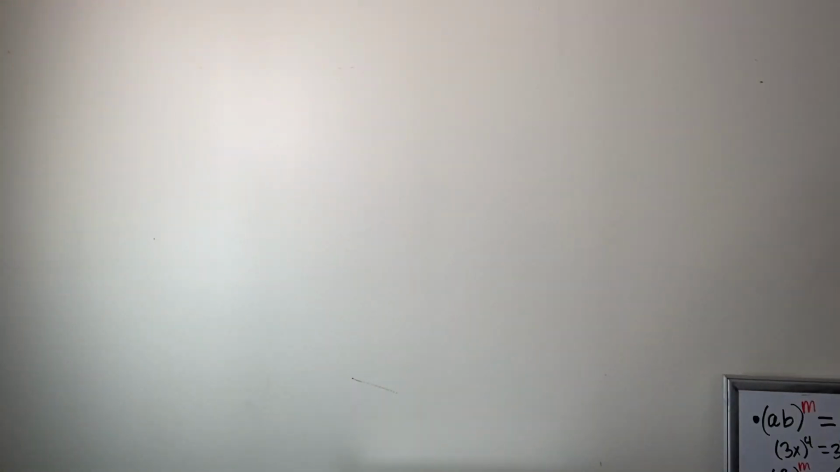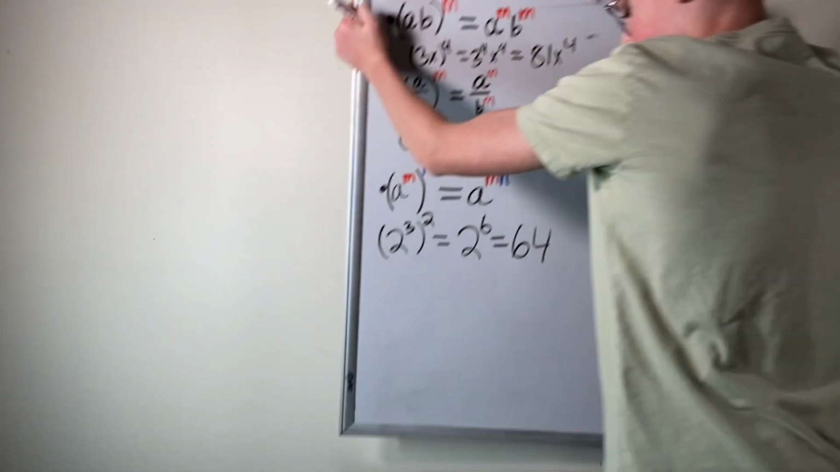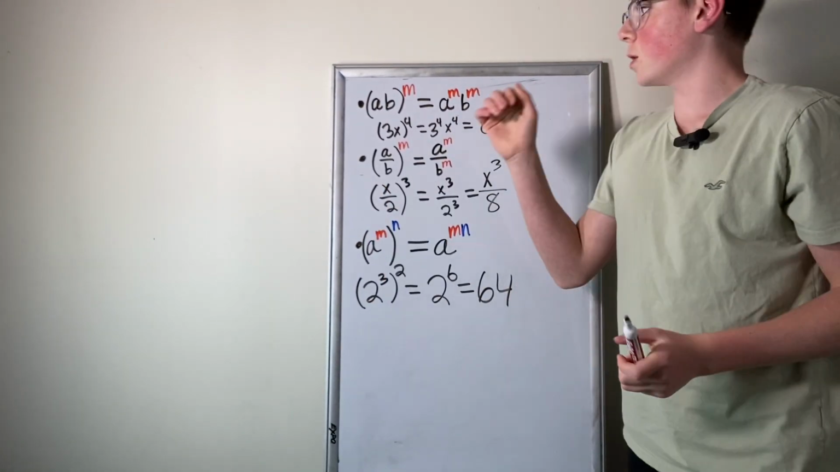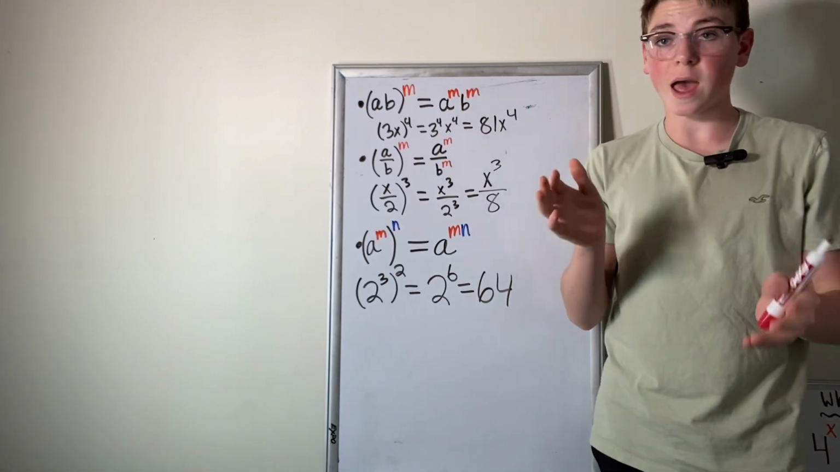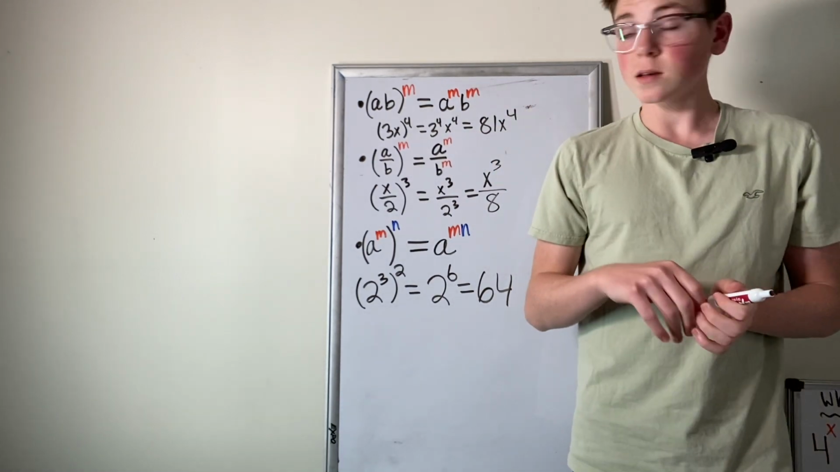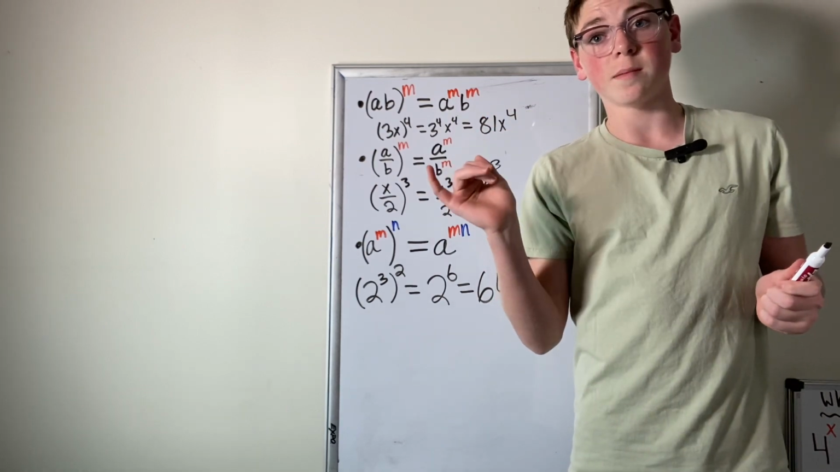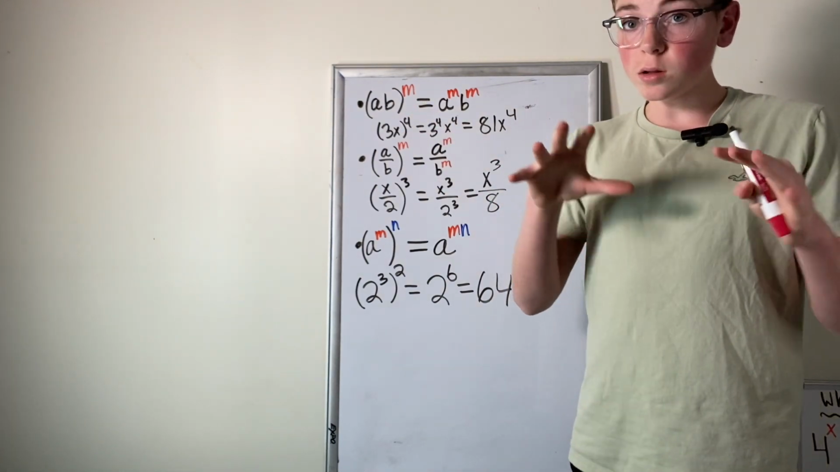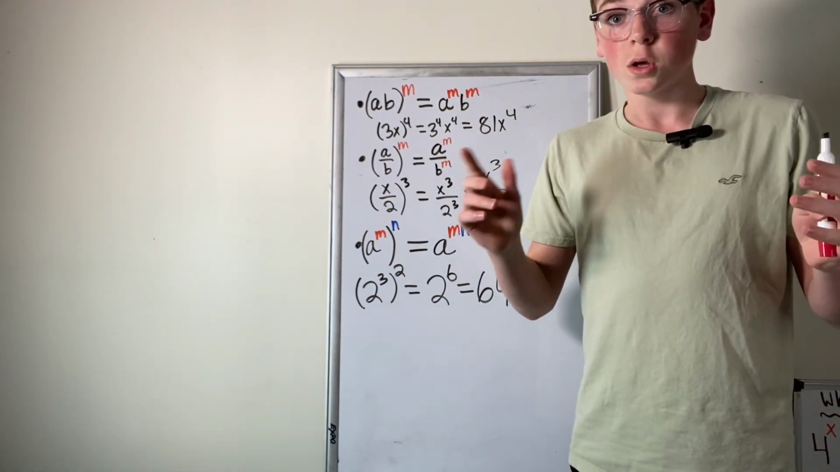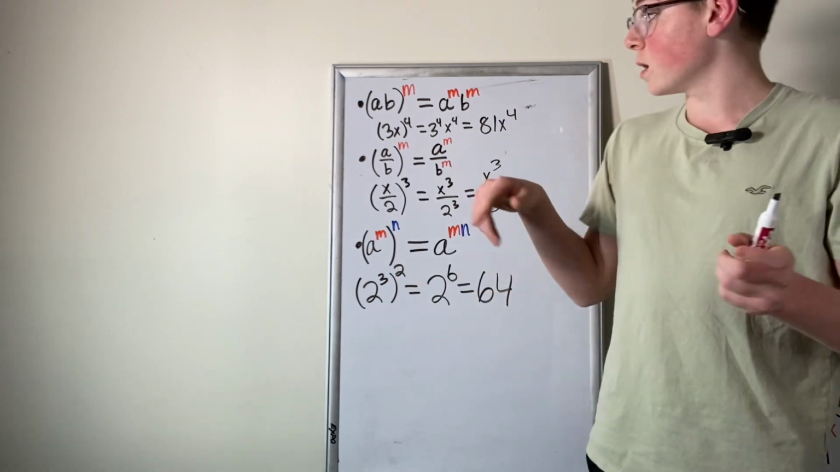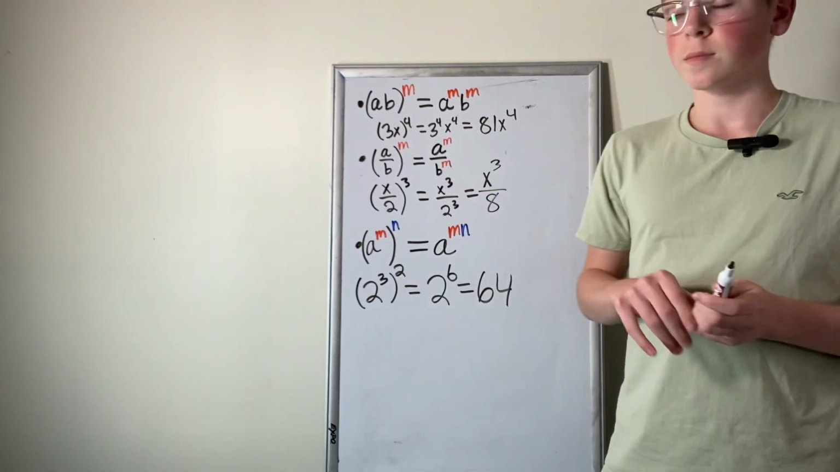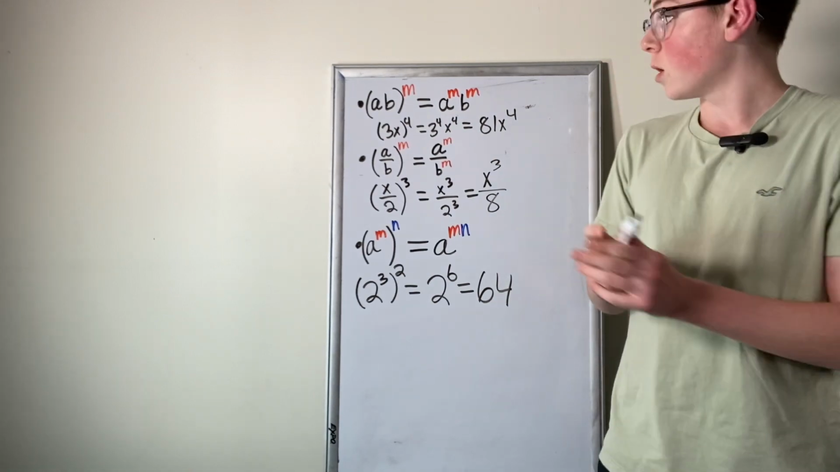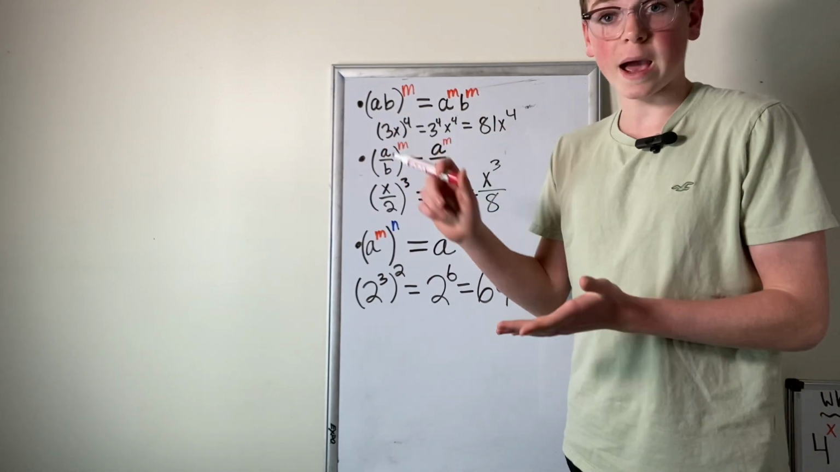Now let's move on. We have 3 more little properties, and then we're done. So (ab)^m is equal to a^m times b^m. Simple as that. When you have ab and both of them are to a power m, you distribute the m into it. So (3x)^4 is equal to 3^4 x^4, which is equal to 81x^4. All you're doing is distributing this power of 4.